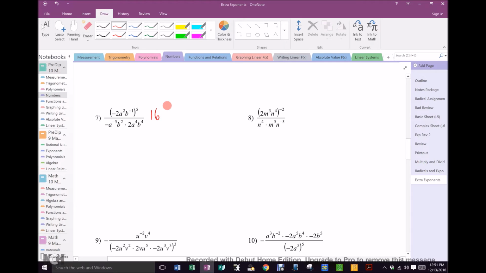Number 7 is a to the 11th over b to the 11th. Number 8, 1 over 4m to the 11th, n to the 7th.